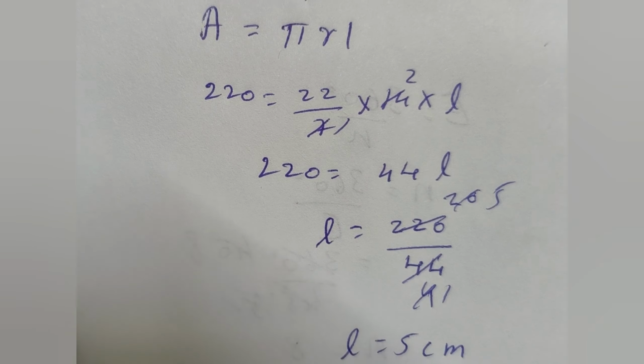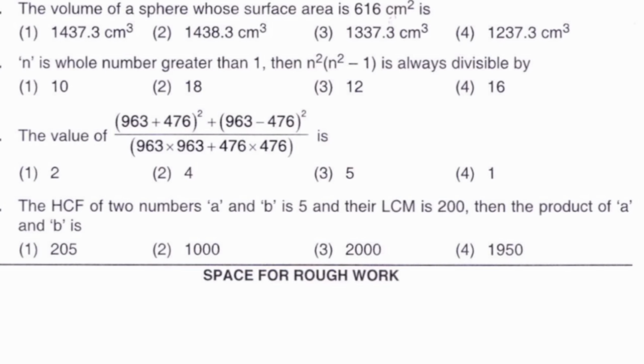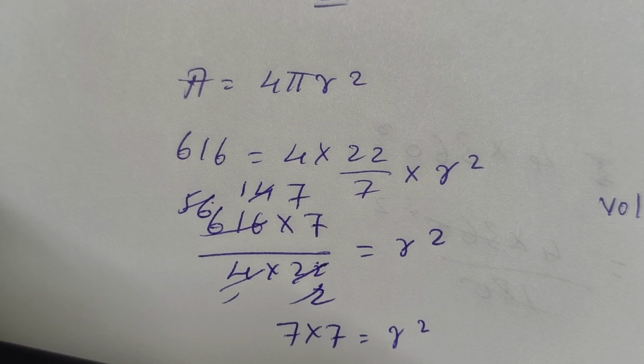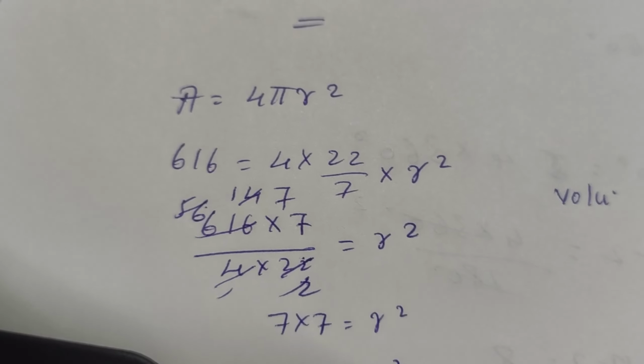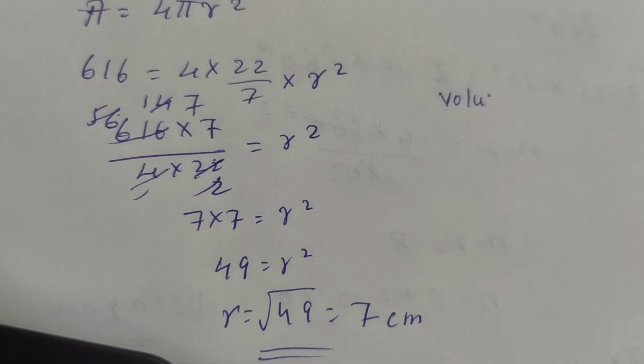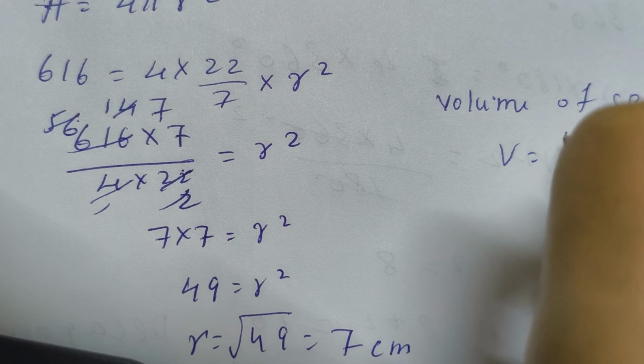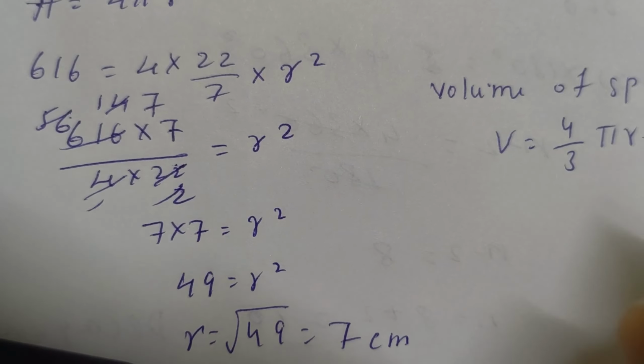Next one, the volume of a sphere whose surface area is 616 cm square is. So the area of a sphere A is equal to 4 pi R square. Substitute all the values. So we get R square as 49. If R square is 49, R is 7 cm, because square root of 49.